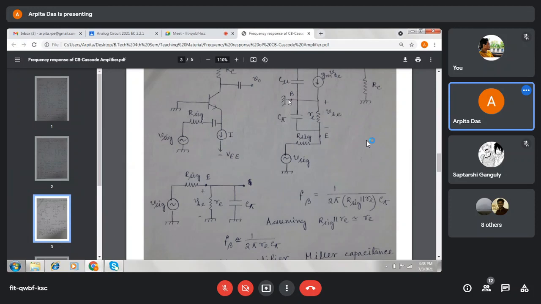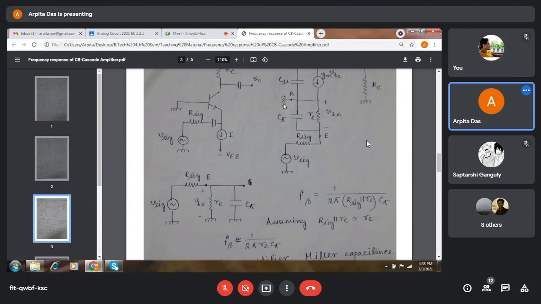Base is grounded. So, the other side of r_e is grounded, and the capacitance C_pi will appear in parallel with this r_e. So C_pi will appear in parallel with r_e. So this is the structure of this input side. Now this is a simple RC circuit.